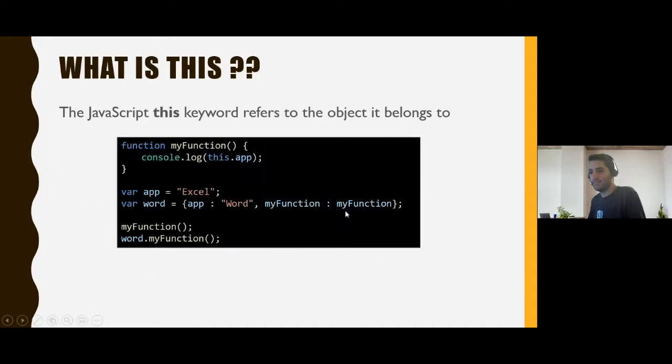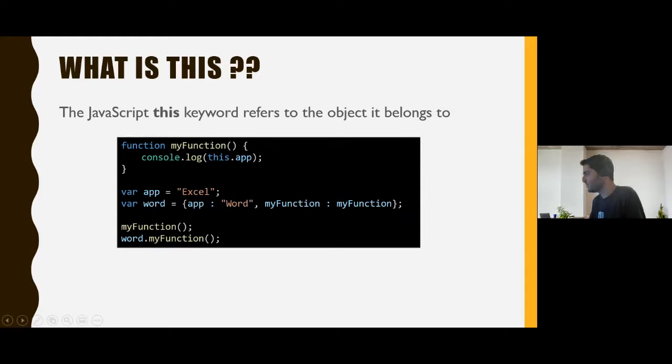So here is an example. We have here myFunction, which prints this.app, and we have a var app in the global scope also, and we have a var word, which is an object that has an app by itself and also has myFunction. On the first call, I call myFunction. And on the second one, I call word.myFunction.